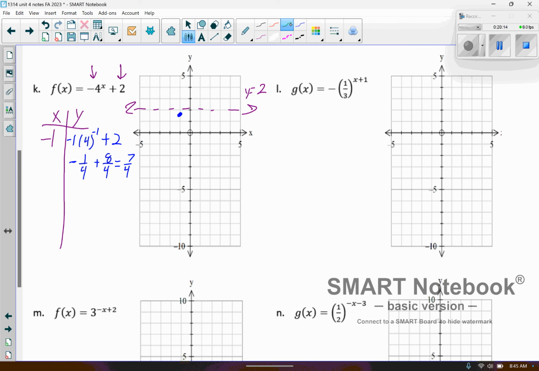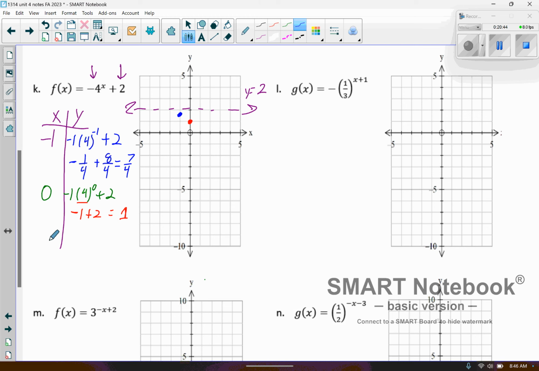Okay, now we got the hard one out of the way. The rest should be fairly easy. We're going to plug in 0. Now be careful that negative 1 does go on the outside. And so what happens here is 4 to the power of 0, yes, that turns to a 1, but then that times negative 1 comes in afterwards. And so you get negative 1 plus 2, which is then going to be positive 1. So at 0, we're at 1.